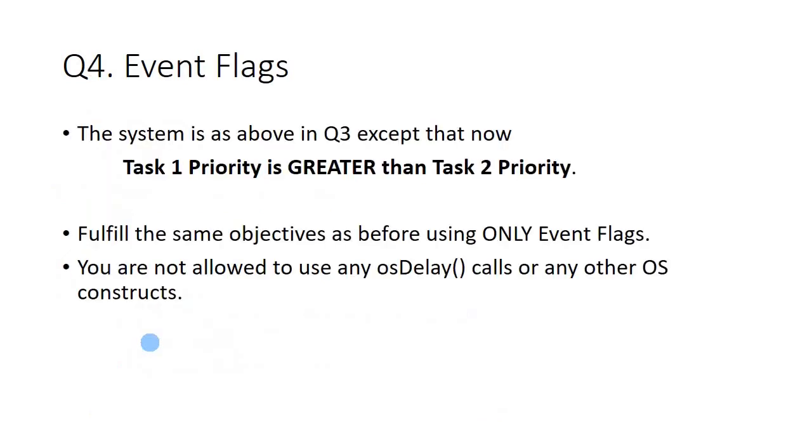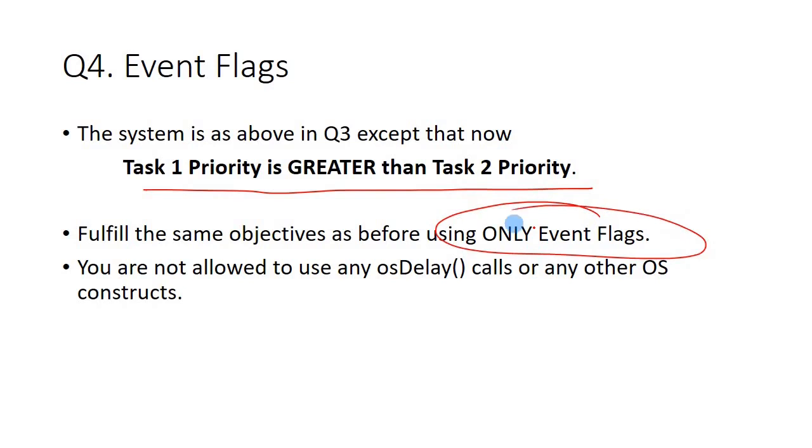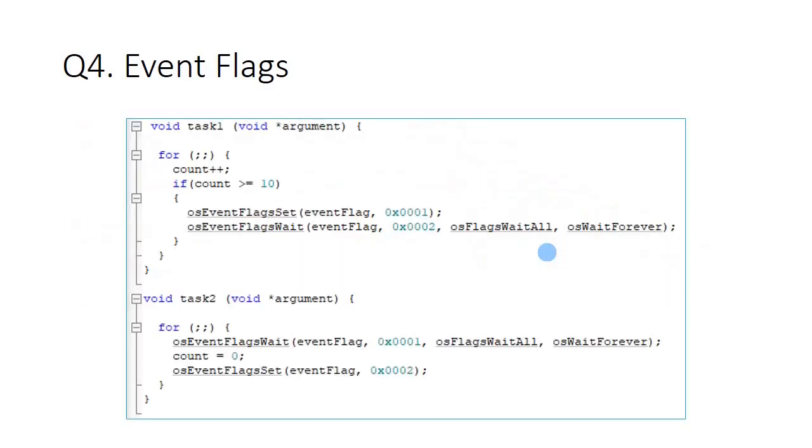Now we are given the same objective, but the only difference is that task 1 priority is greater than task 2 priority, and we have to fulfill the same objective using only event flags. So how can you go about doing it? This code gives us an idea.